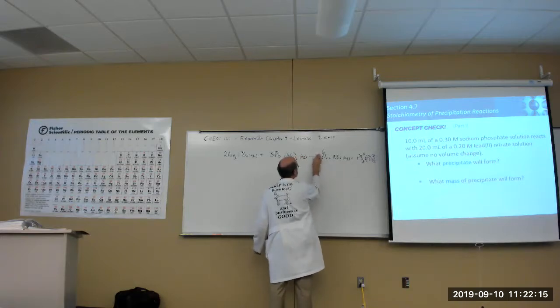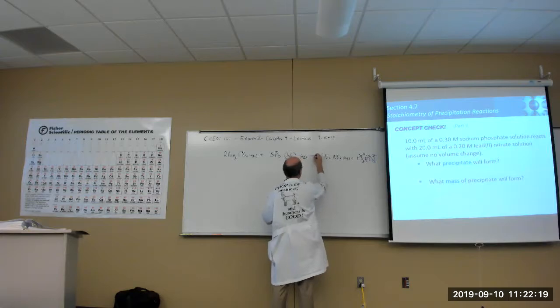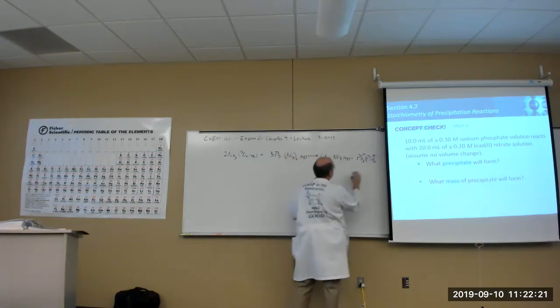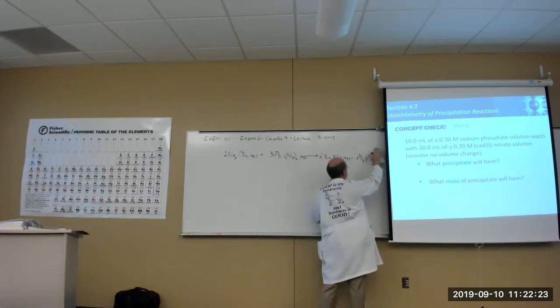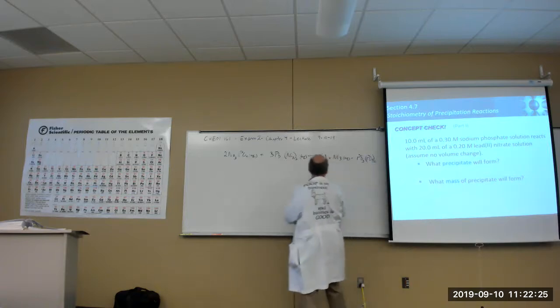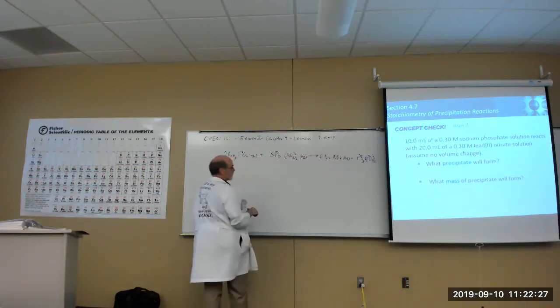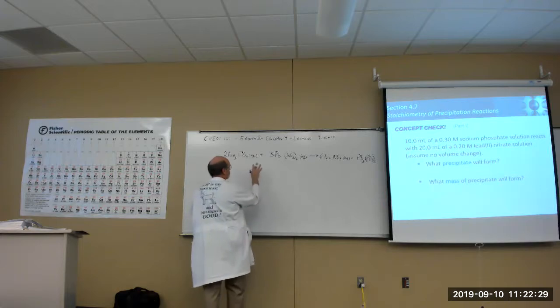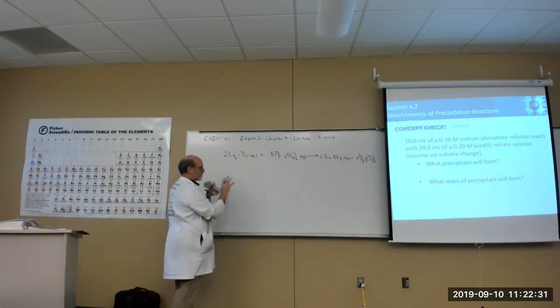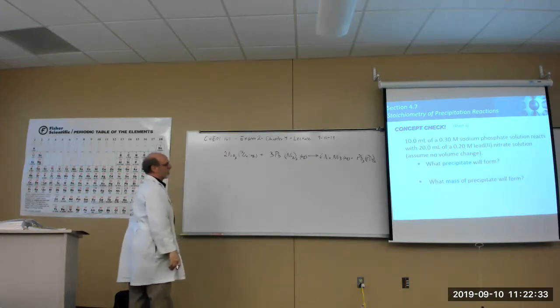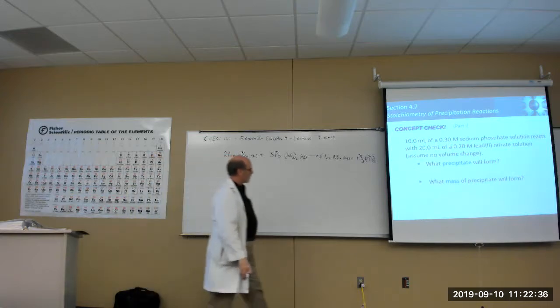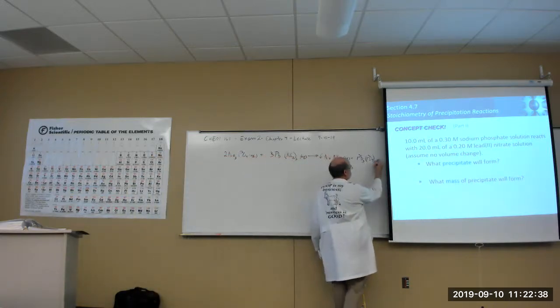So let's clean this up. That needs to be a 6. We don't need charges right now. We will have to remember them, but they're not necessary in the molecular equation. 3, 2. So there's our molecular equation. What precipitate forms? Well, lead phosphate is insoluble.